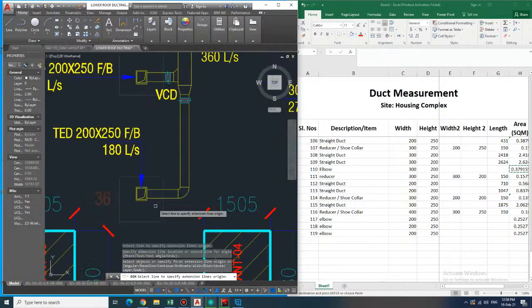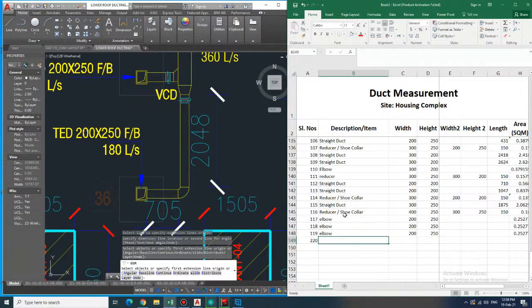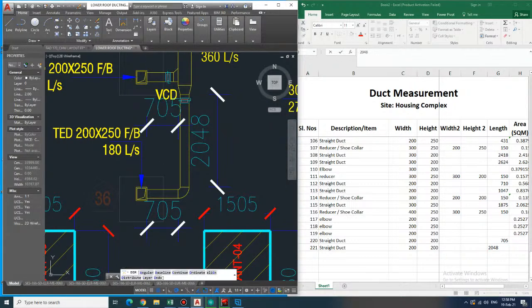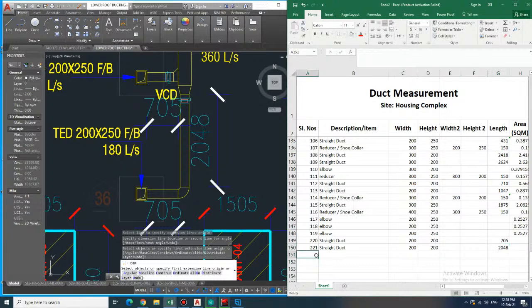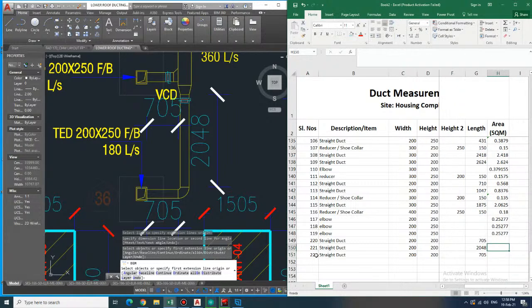Now we have to take the straight. Straight 200 by 200, 705, we will apply 221. Again straight 200 by 200, 2048, we will apply this also. 705, 222, 200 by 200, 705. Put the straight duct equation.